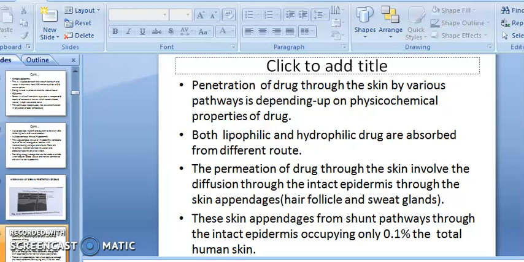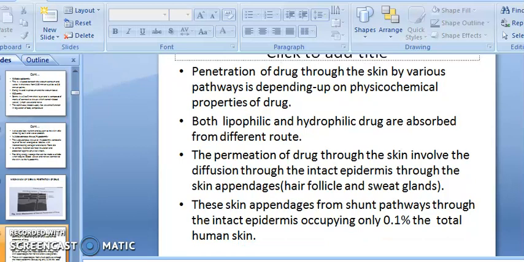Penetration of drug through the skin occurs by various pathways depending upon the physicochemical properties of the drug. Both lipophilic and hydrophilic drugs are absorbed by different routes. If your drug is lipophilic or hydrophilic, it can be absorbed or penetrated through your skin by a different mechanism.